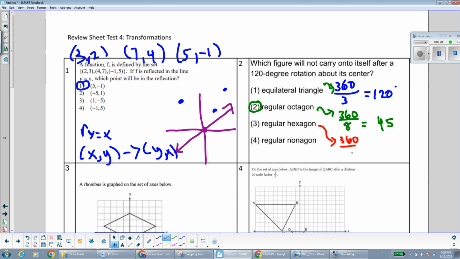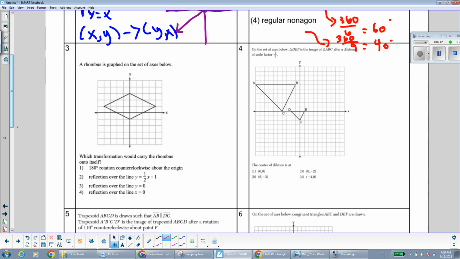If we did 360 divided by 6, that's 60 degrees, which 120 degrees is a multiple of. And the nonagon is a 9-sided figure, which is 40 degrees if we divide. And 120 is a multiple of 40 as well.